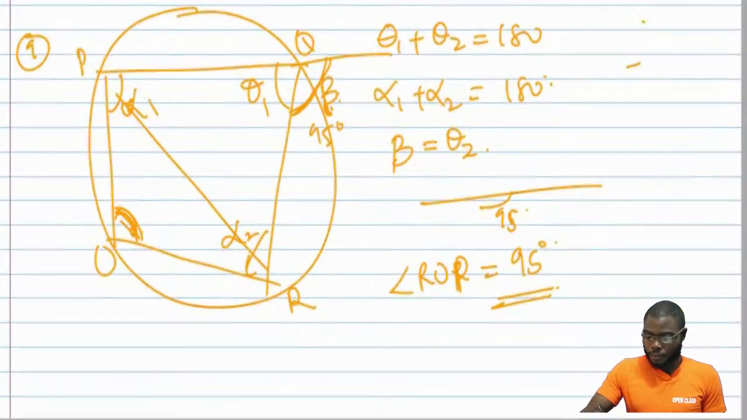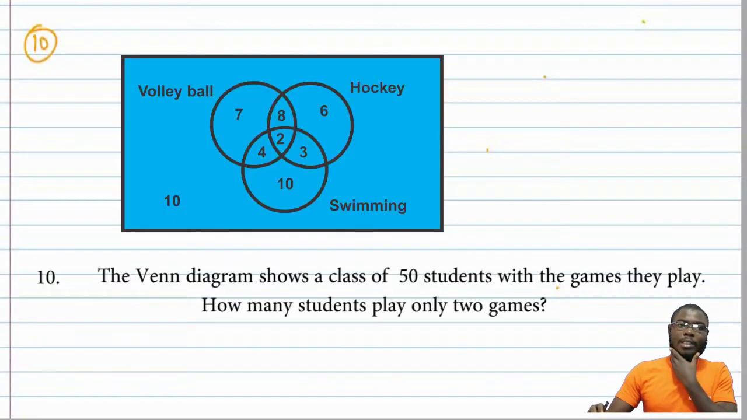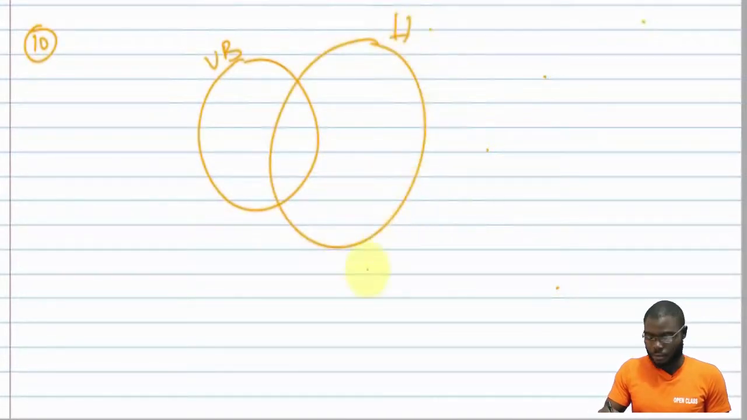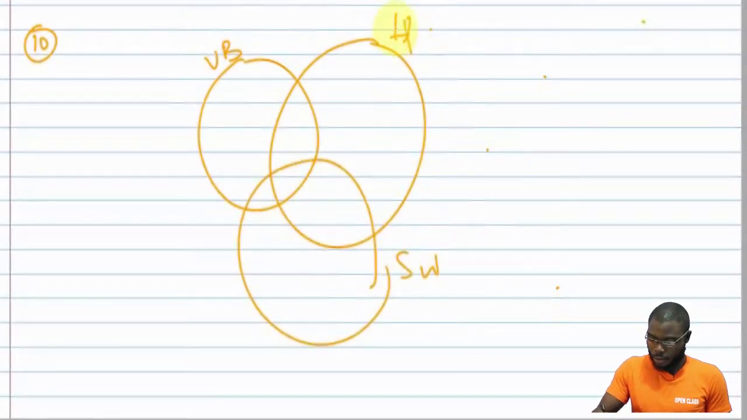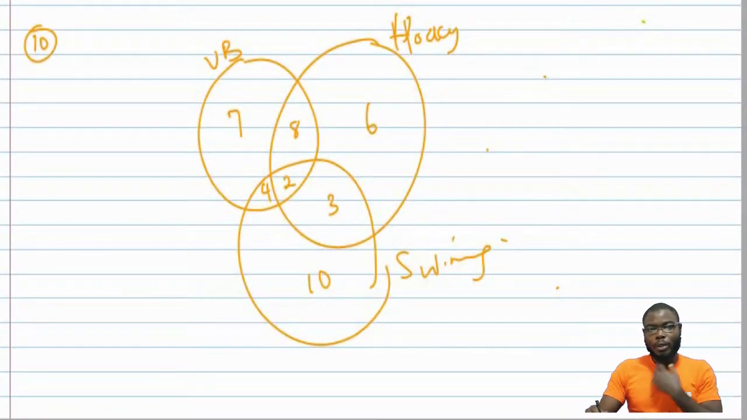Okay, now question number 10 is under Venn diagram. The Venn diagram shows a class of 50 students with the games they play. How many students play only 2 games? If you look at it, you have volleyball, hockey, and swimming. The numbers are 3, 4, 2, 10, 8, 6, and 7.